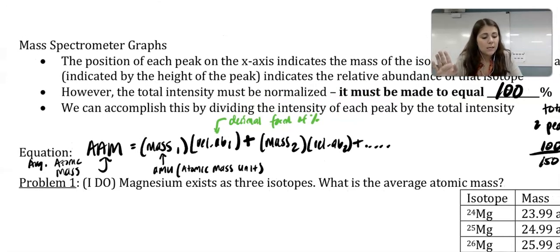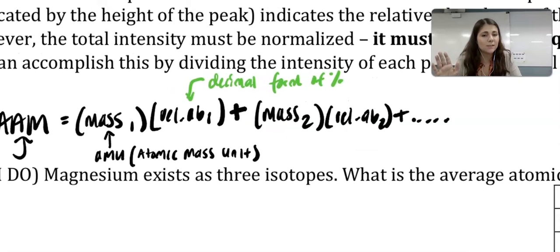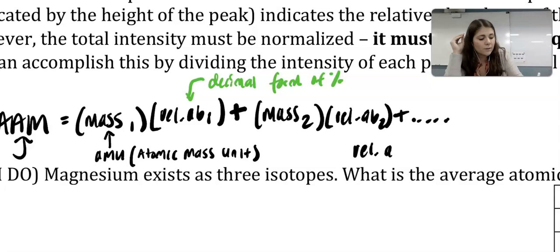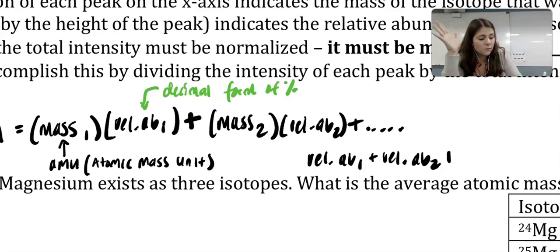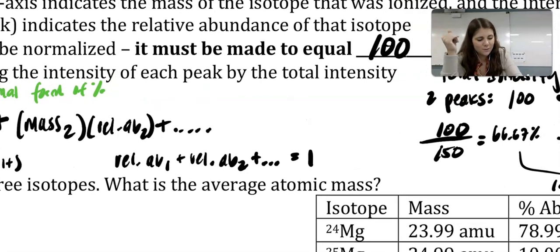Please note, if we're talking about 100% of that element found in nature, all your relative abundances, since these are decimals, should equal 1. And if we change those to percent abundances, those should equal 100. And I'll write that right here. So percent abundance of 1 plus percent abundance of 2 plus so on equals 100.